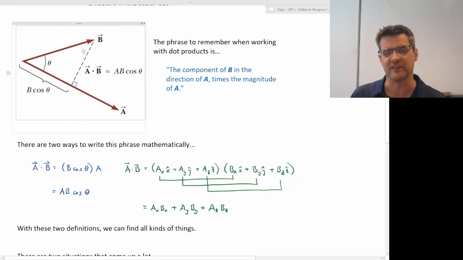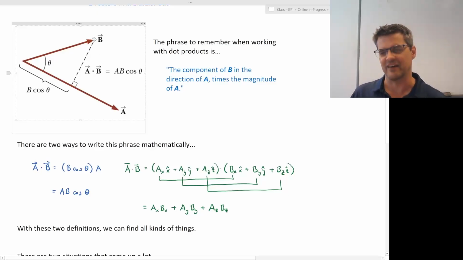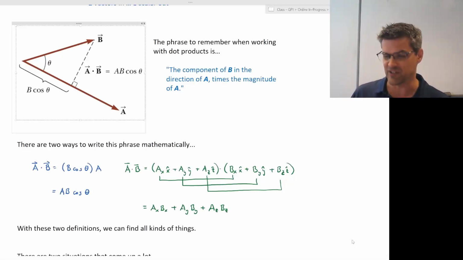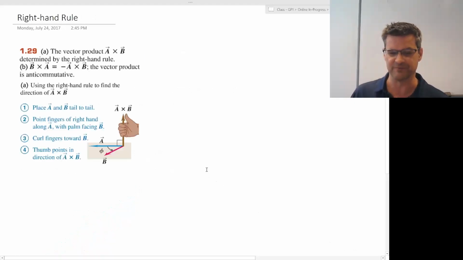So let's go back to this picture. With the cross product, we're finding the component of B perpendicular to A. In this picture, that would be B sine theta times the magnitude of A, which is A. And so the perpendicular component of B times the magnitude of the vector is AB sine theta. But it turns out that the result has to be perpendicular to both of these vectors. And the way we determine which direction to point is used by something called the right-hand rule.